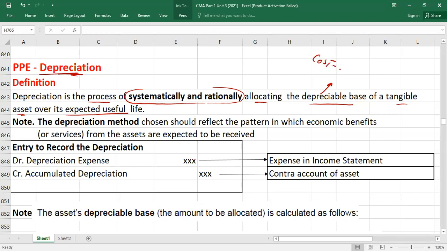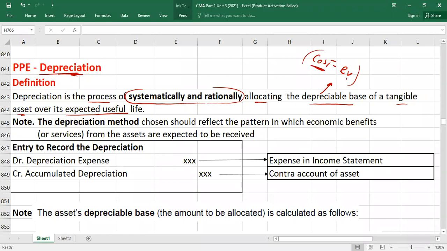From there you will deduct what? Residual value. So if you take cost of asset minus residual value, which is also called salvage value, it could be given with the name of scrap value. If you deduct it from the initial cost, this is called what? Depreciable base.